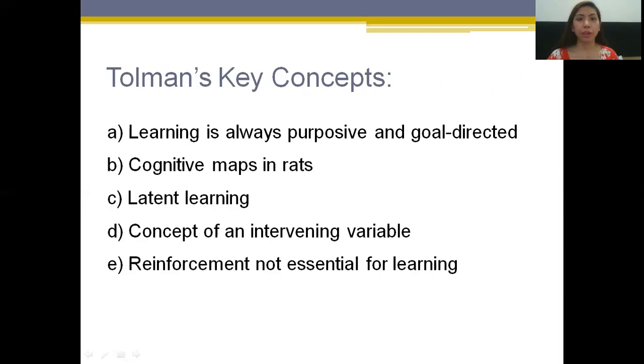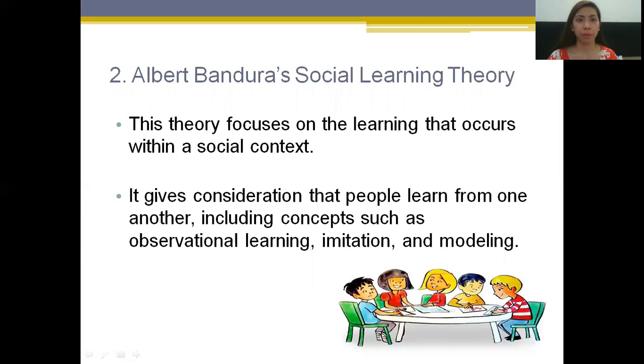The following are Tolman's key concepts in his theory. First, learning is always purposive and goal-directed. He was able to prove in his experiment that cognitive maps exist in rats. He believed in latent learning. He explained the concept of an intervening variable and emphasized that reinforcement is not essential for learning.